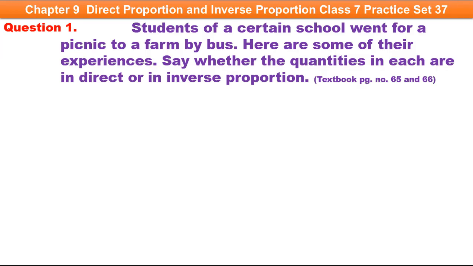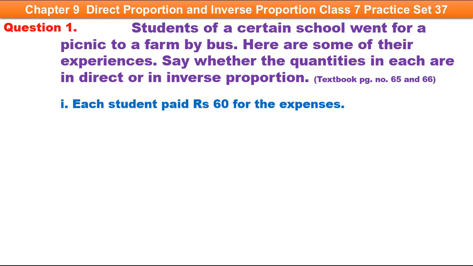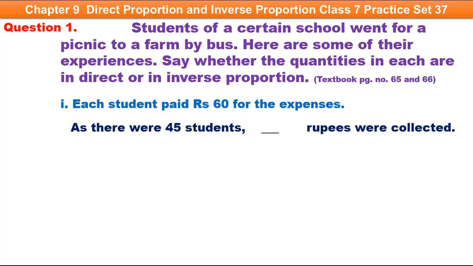Question 1. The students of a certain school went for a picnic to a farm by bus. Here are some of their experiences. Say whether the quantities in each are in direct or inverse proportion. Each student paid ₹60 for the expenses. As there were 45 students, dash rupees were collected. Means 60 into 45.